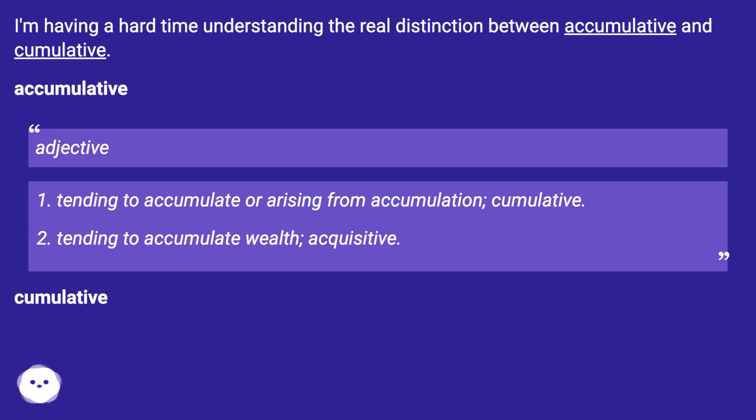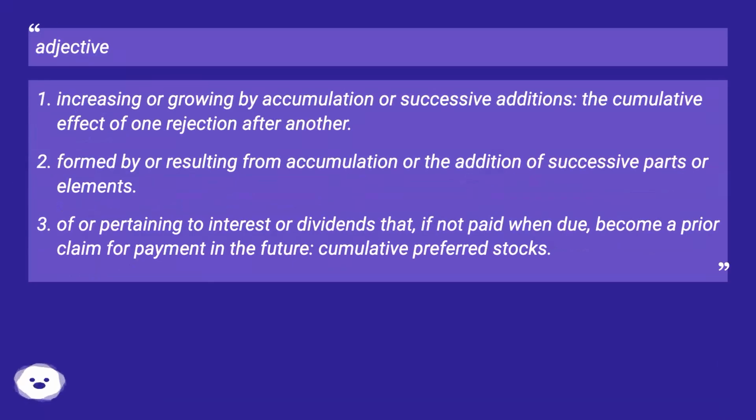Tending to accumulate wealth; acquisitive. Cumulative. Adjective: increasing or growing by accumulation or successive additions, the cumulative effect of one rejection after another. Formed by or resulting from accumulation or the addition of successive parts or elements.